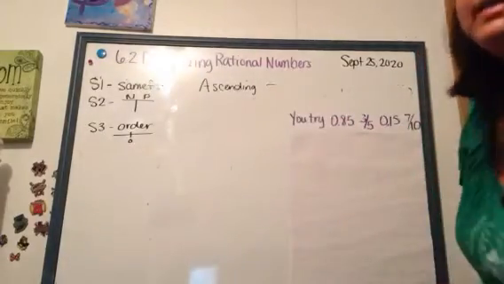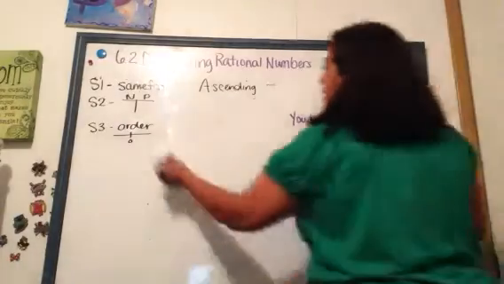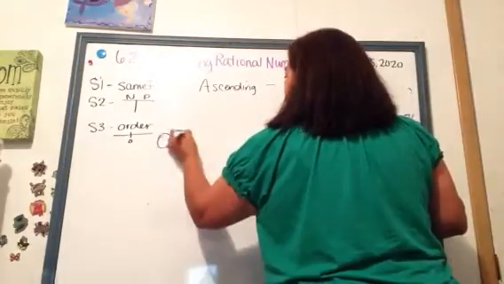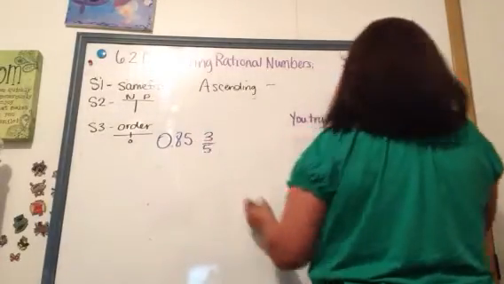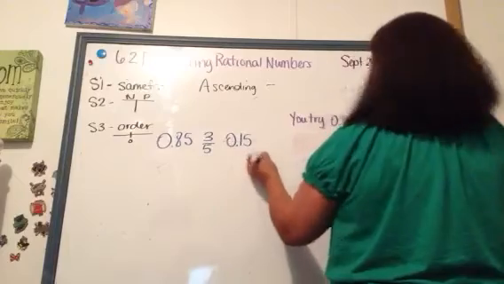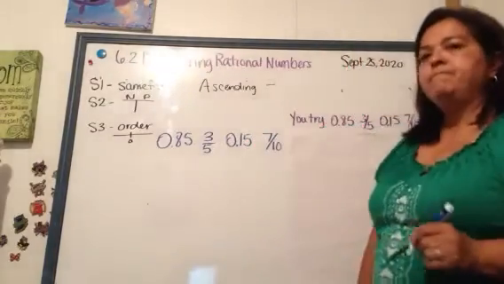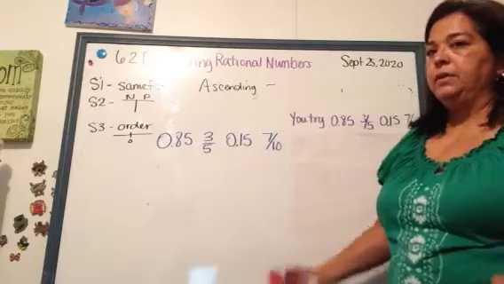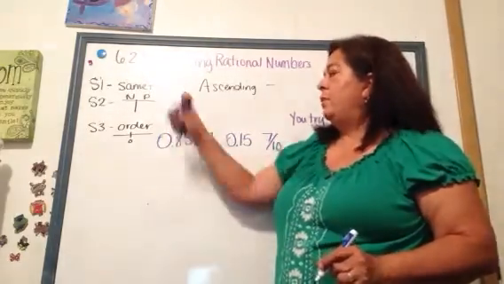We're going to look at example 2. My numbers for example 2 are 85 hundredths, 3/5, 15 hundredths, and 7/10. Okay? So we're going to follow the same steps. They never change. I'm going to write them in the same form.